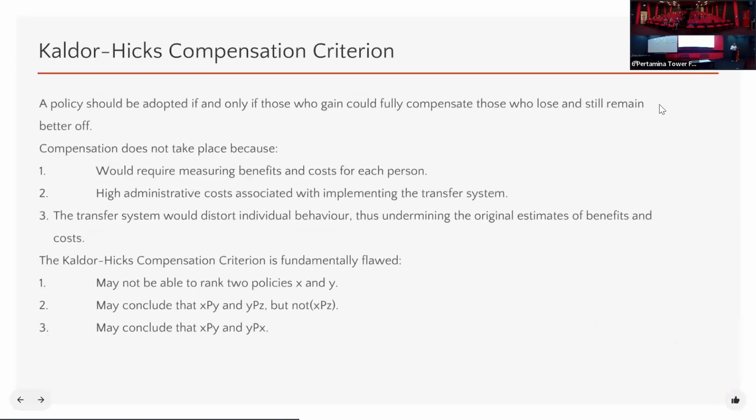Okay, now, another way of deciding is what we call the Kaldor-Hicks compensation criterion. Have you heard about Hicks? Yes. Like Hicksian, yes, like the Hicksian demands. The compensated demands, yes. Okay, so this is the Kaldor-Hicks compensation criterion, and Hicks is the same guy with the demands, okay? So he said that the policy should be adopted if and only if those who gain would fully compensate those who lose and still remain better off.